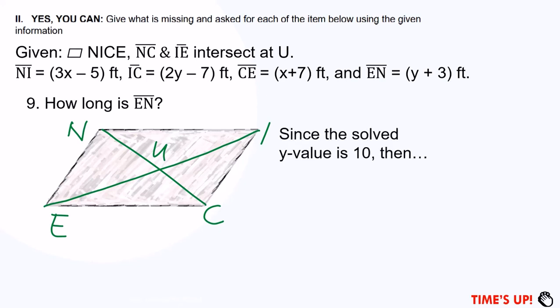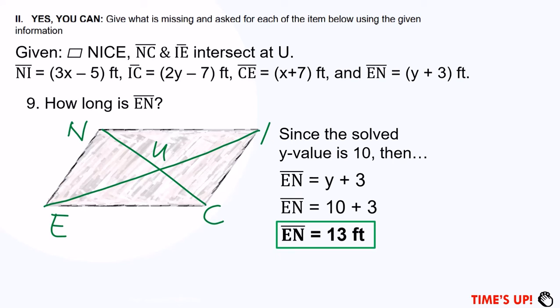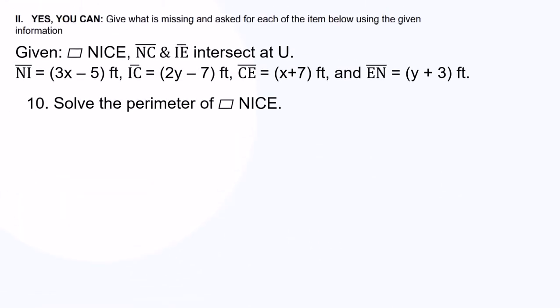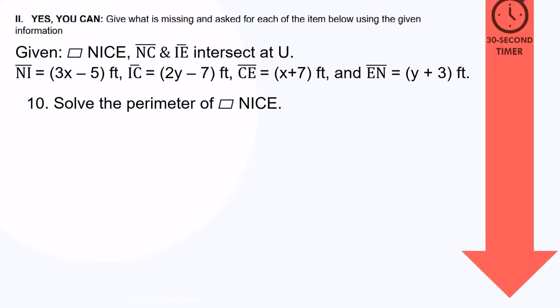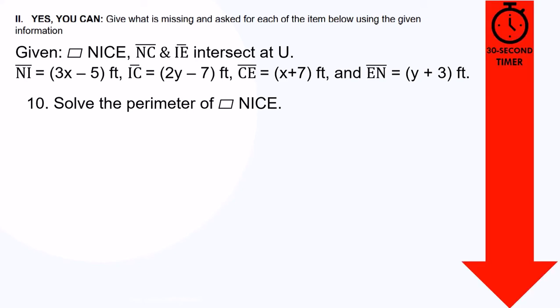Okay, so since the solved y value is 10, then from the given, EN equals y plus 3. Now substitute the value of y. So we have 10 plus 3. The final answer is side EN is equal to 13 feet. Question number 10. Solve the perimeter of parallelogram NICE. Your 30-second timer starts now.